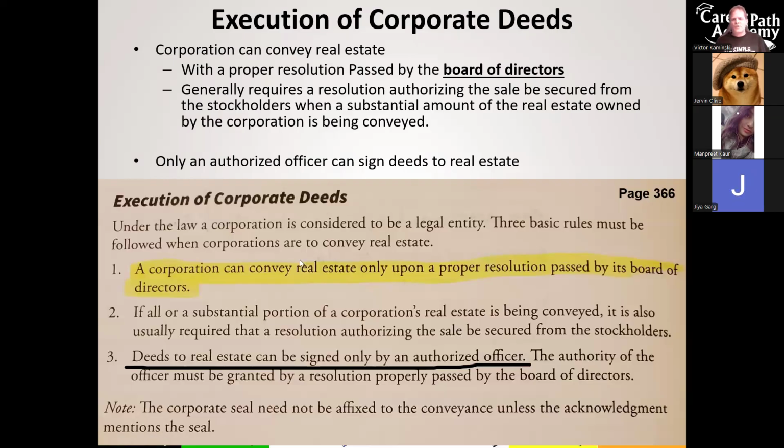Okay. So how can a corporation sell real estate? Only upon a proper resolution passed by its board of directors. And who can sign the documents on behalf of the corporation? An authorized officer who's been granted that authority by the board of directors. Got it? Yeah, I got it. Okey doke.